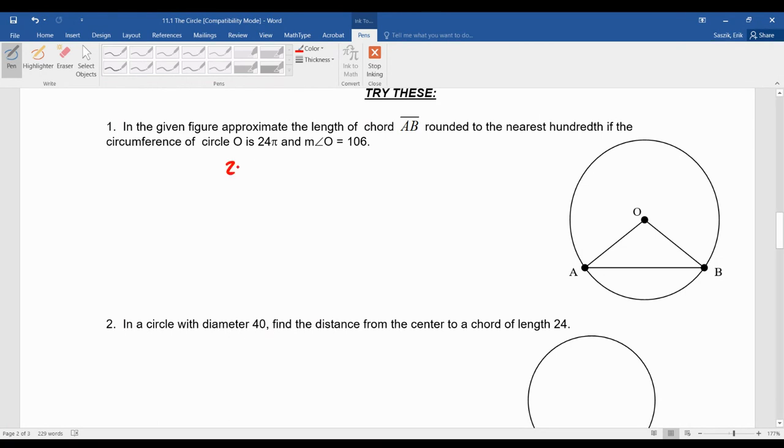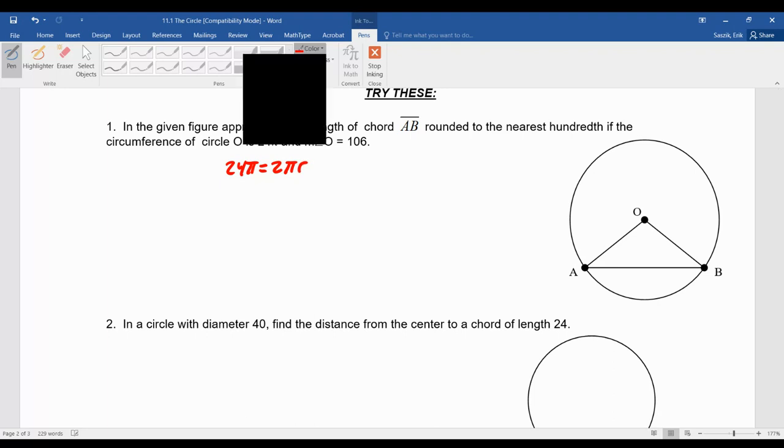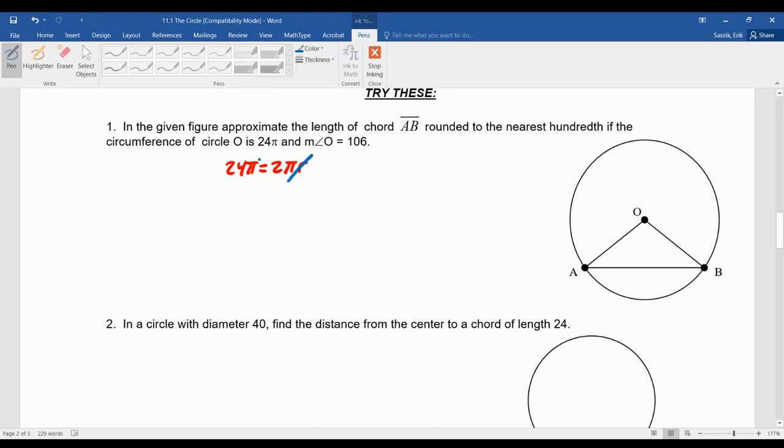Circumference is 24 pi, so 24 pi equals 2 pi r. The pi's just cancel, and of course r would have to be 12. So you have a radius of 12.